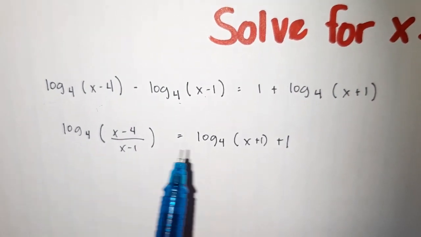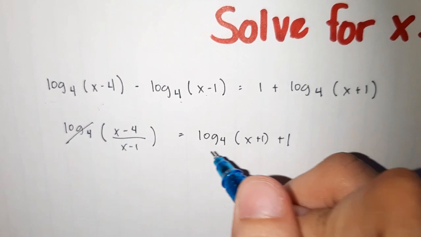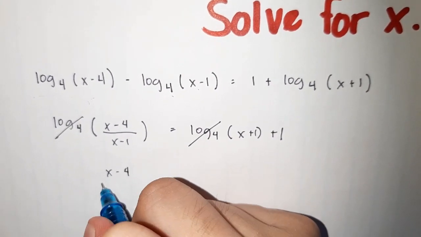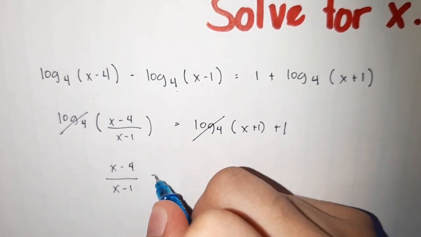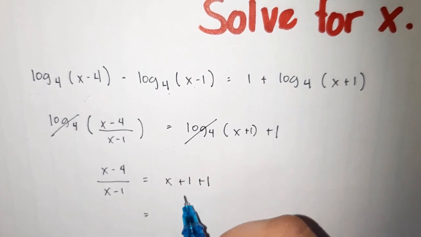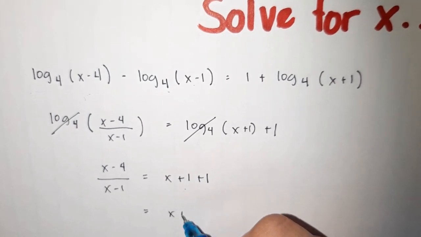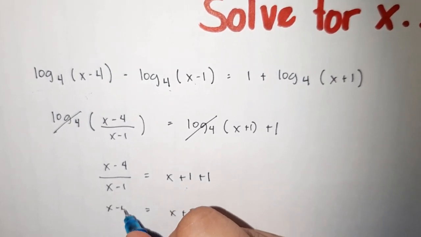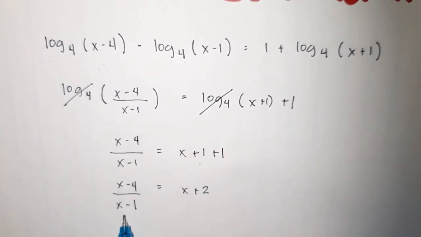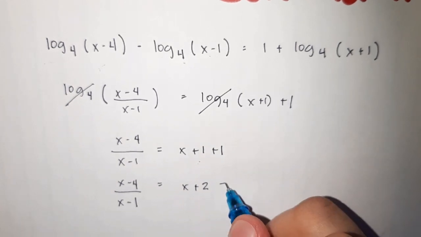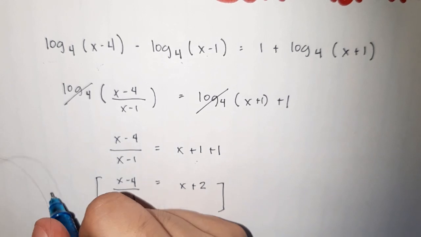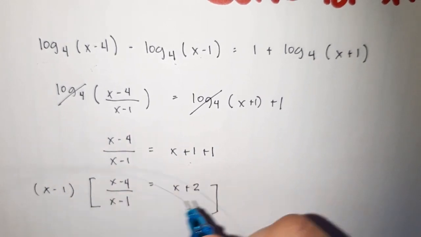So both sides have the same base. That means we don't need them, and we just have to bring down x minus 4 over x minus 1 equals x plus 1 plus 1. x plus 1 is x plus 2. Bring down x minus 4 over x minus 1. So we have to get the x minus 1 off the bottom by finding the least common denominator. And the least common denominator is x minus 1.